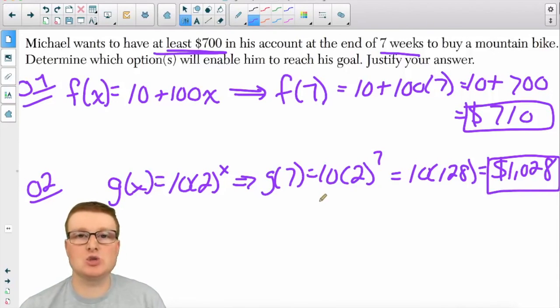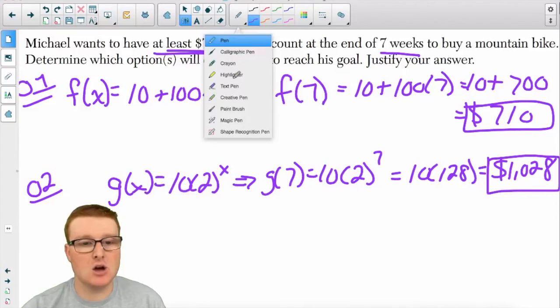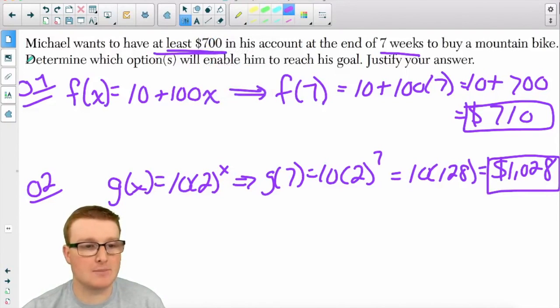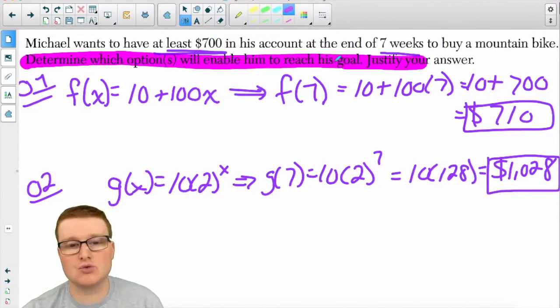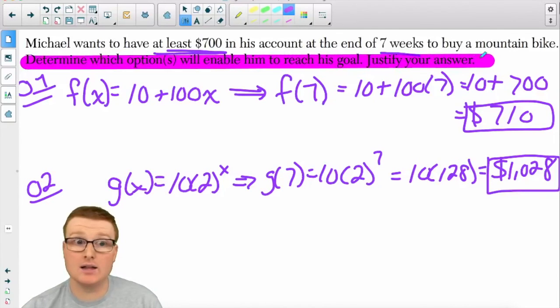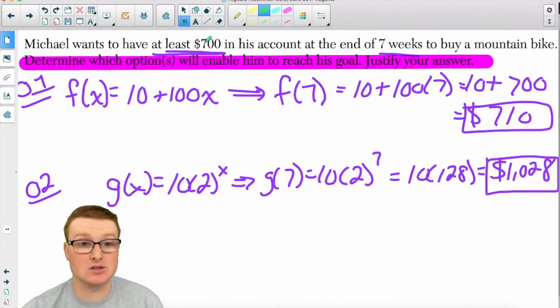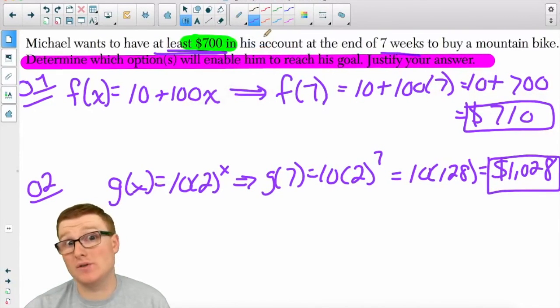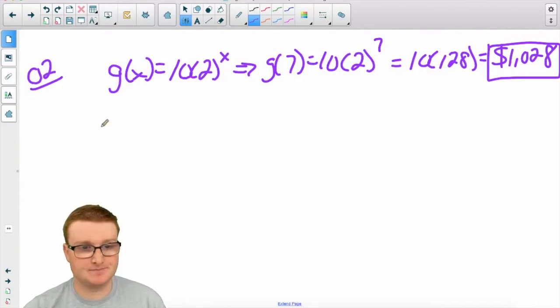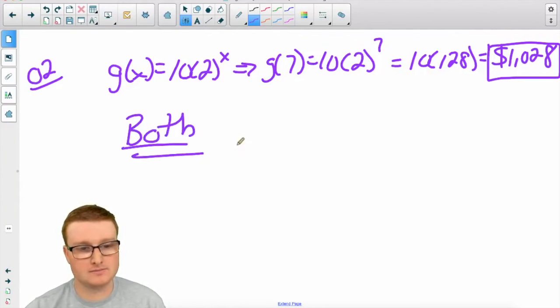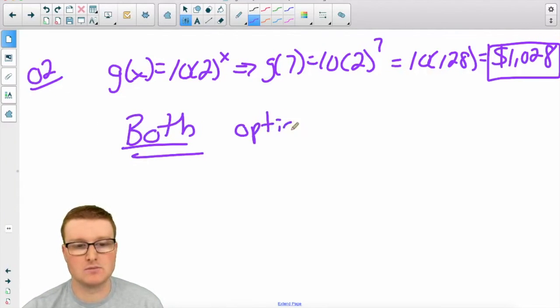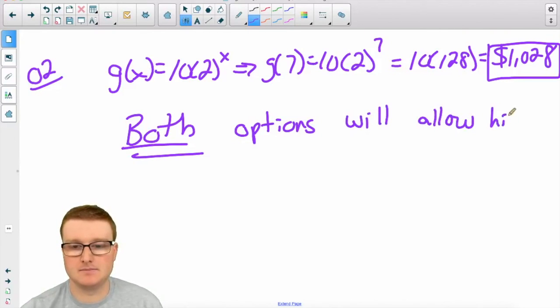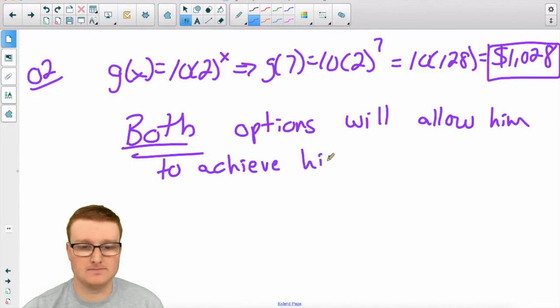But the question's not asking which one has more. It's saying which of the following option or options will allow him to reach his goal. Well, he only needs $700 to reach his goal. So technically, both of them work. So here's your answer. Both options will allow him to achieve his goal.